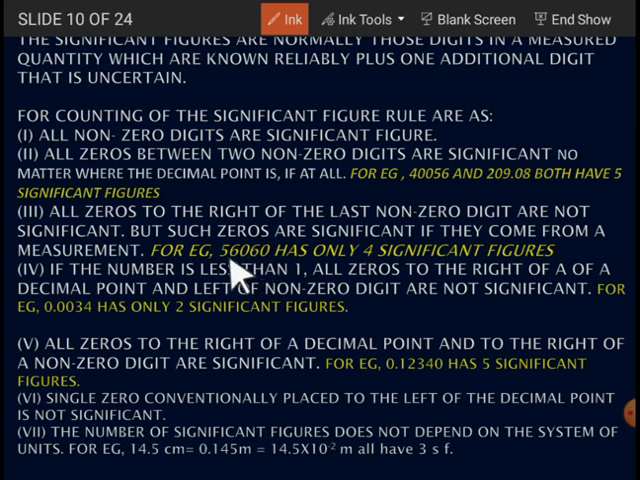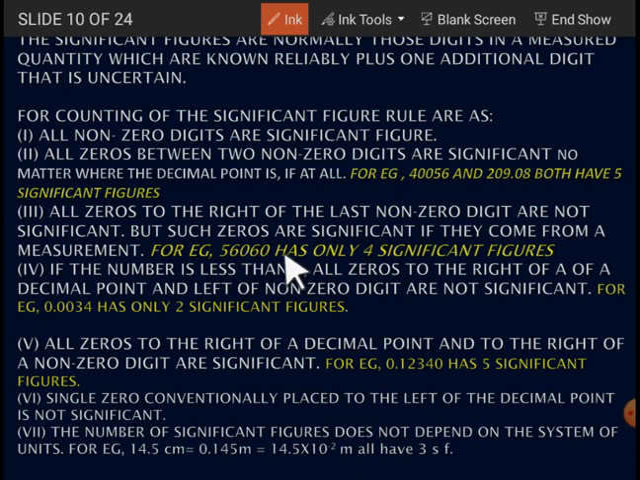Suppose this is coming from an actual measurement, say for example 56,060 centimeter, then this 0 is also significant in that case. Got it? If it is just a simple number like this, then this 0 will not be significant, and this 56,060 will have only 4 significant figures: 1, 2, 3, 4. So 4 significant figures like that.